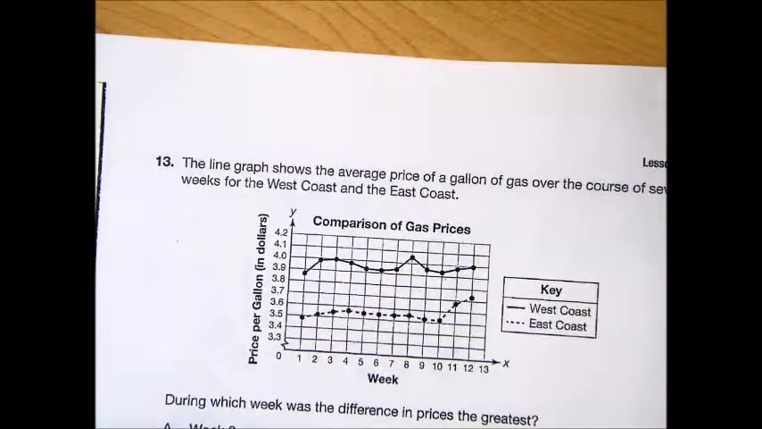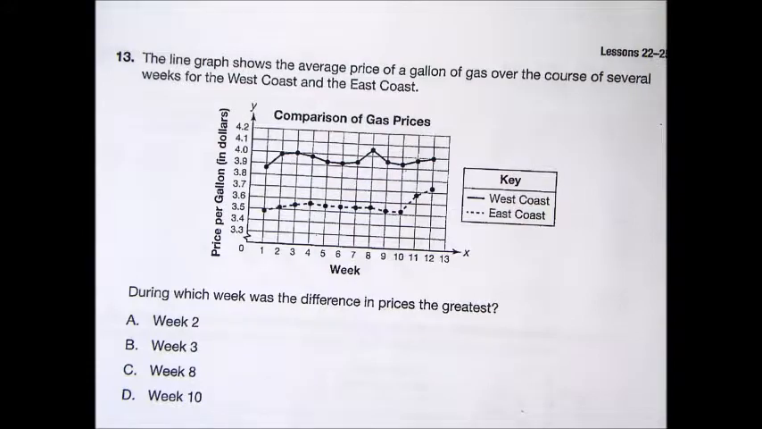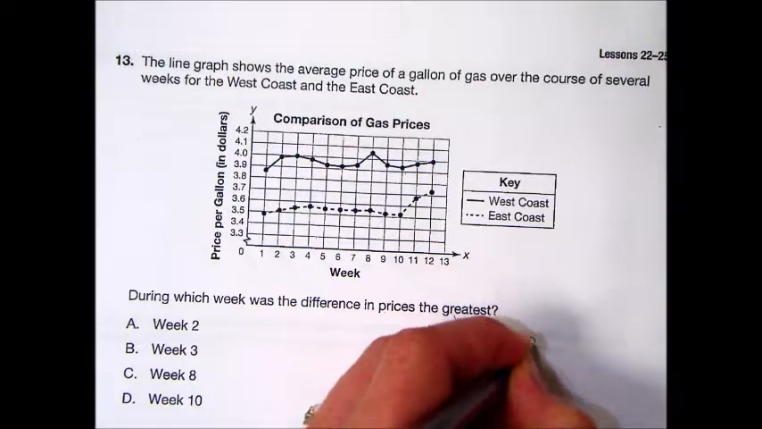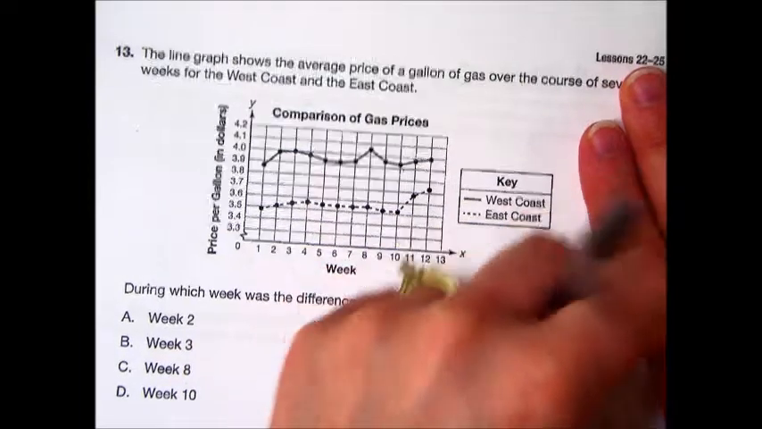This line graph shows the average price of a gallon of gas over the course of several weeks in West and East Coast. During which week was the difference in prices the greatest? That's literally asking you when were the lines the furthest apart?